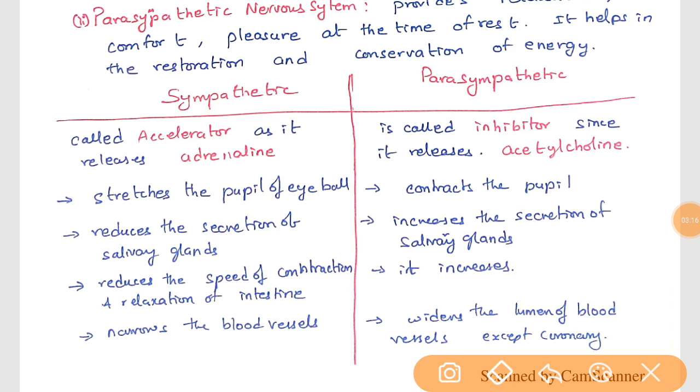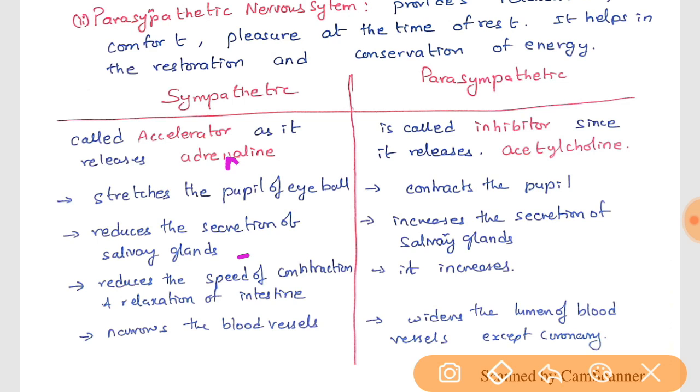So, what is the difference between sympathetic nerves and parasympathetic nerves? See, the sympathetic is called an accelerator, as I have told, as it releases adrenaline, friends. And the parasympathetic is called an inhibitor, since it releases acetylcholine, friends. In that situation, the sympathetic dilates the pupil of our eyeball, whereas the parasympathetic nerves make the pupil contract, friends.